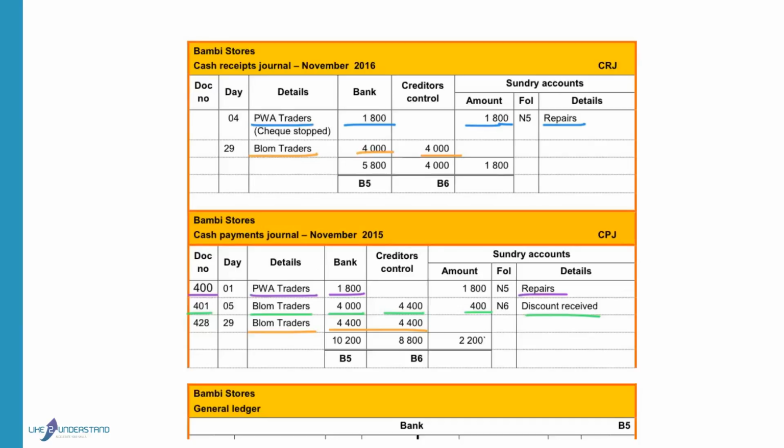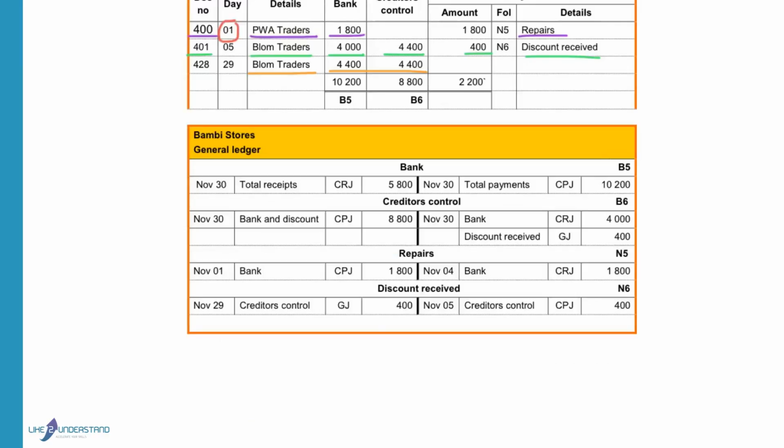So in the repairs account, we paid out 1,800 and then we cancelled it. So we will have to post this entry to the repairs account on the date that the transaction took place. When we issued the original cheque, it was on the 1st, and the day that we cancel it is on the 4th. Repairs was debited on the 1st when we paid the expense.